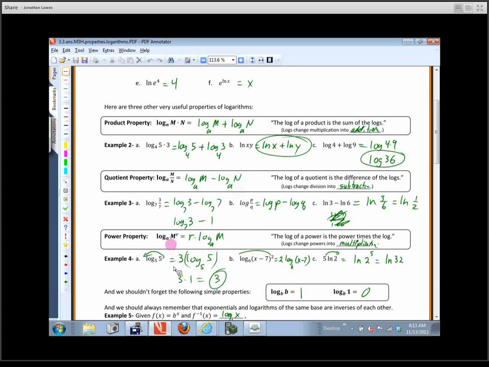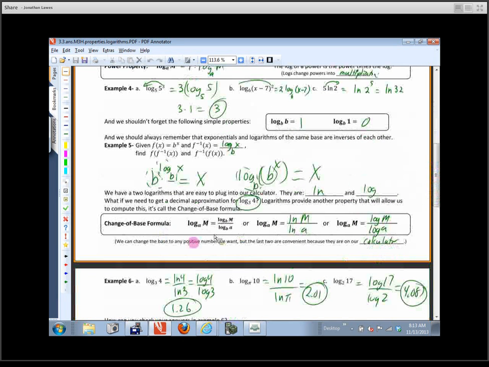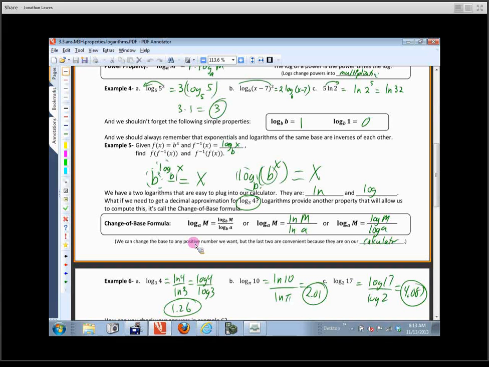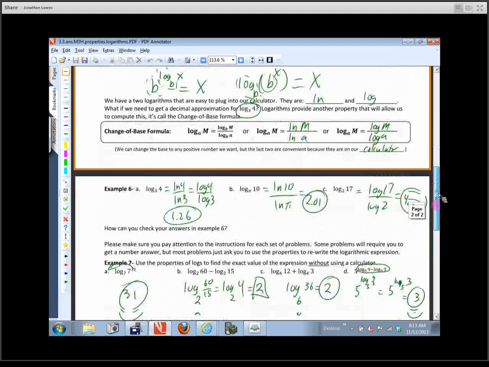We've got this power property, which is really cool. I can take the exponent, move it out front, or I could take the factor out front and slide it up there and make it an exponent. And then we've got this change of base formula, which allows us to take any logarithm, no matter what the base is, and make it something that we can compute on our calculator. So that little formula is extremely useful, one we definitely ought to know.